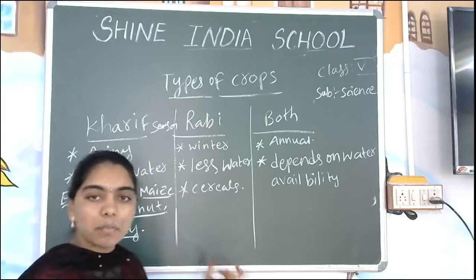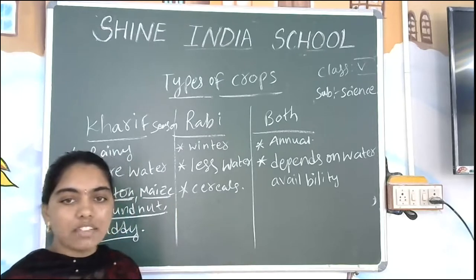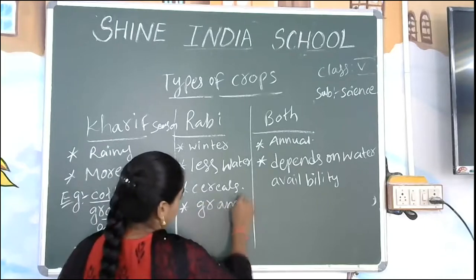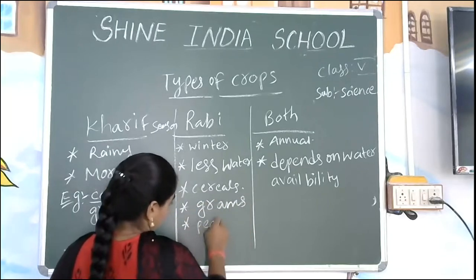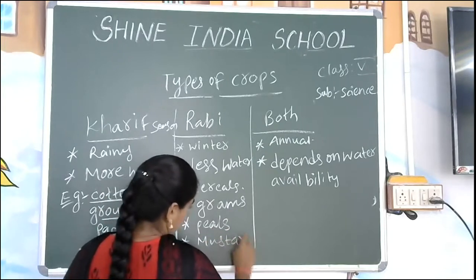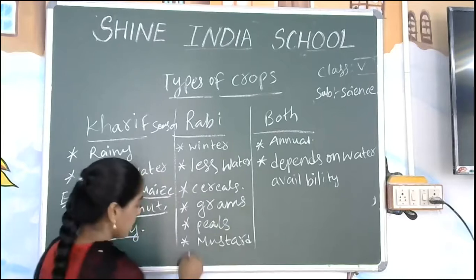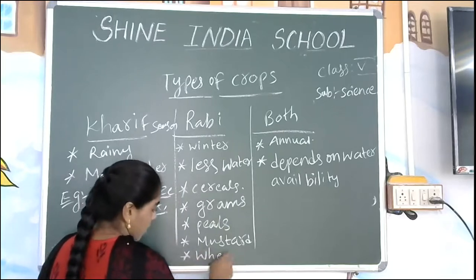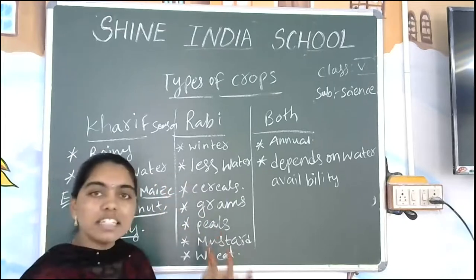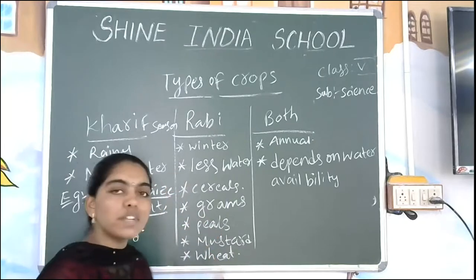Okay, now coming to the Rabi season. What type of seeds have we seen? Yes, grams, peas, mustard, yes, wheat. These are the examples of the Rabi season, where they need less water and give high yield.